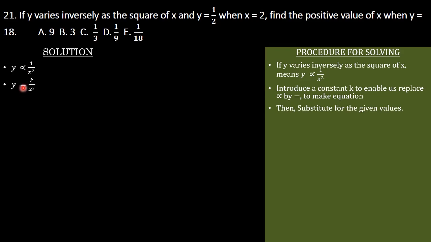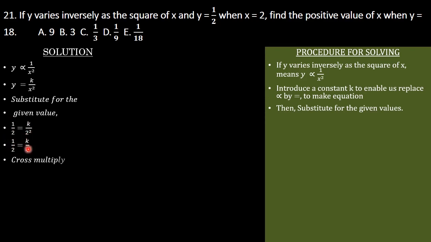We now have y is equals to k over x squared. Then you will substitute for the given value. What are our given values? y is 1 over 2 when x is 2. We now have 1 over 2 is equals to k over 2 raised to power 2. That is 1 over 2 is equals to k over 4.